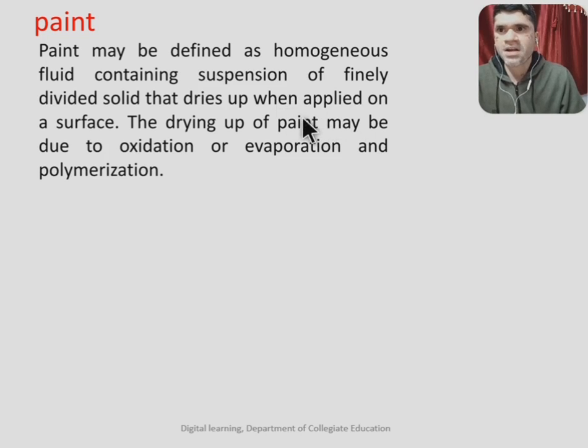So paint may be defined as homogeneous fluid containing suspension of finely divided solid that dries up when applied on a surface. So it is a finely divided suspension of particles in a homogeneous fluid. Here we can say that these solids are nothing but pigments, which give color to the paint, which are suspended in a liquid known as binder or vehicle. Now the drying up of paint may be due to oxidation or evaporation and polymerization.